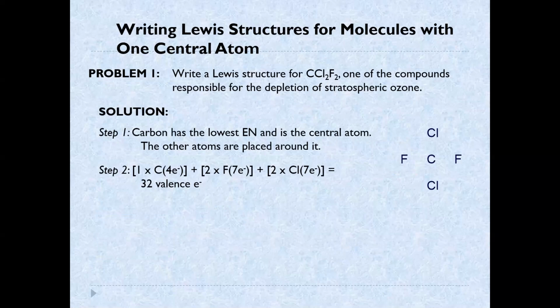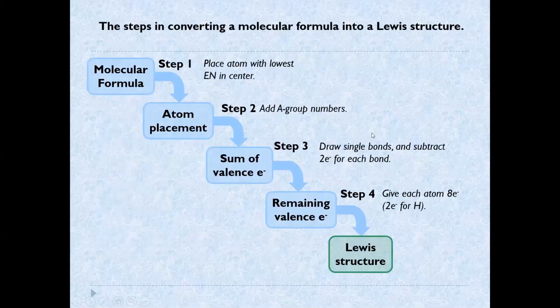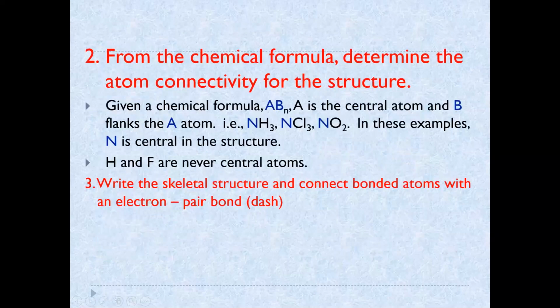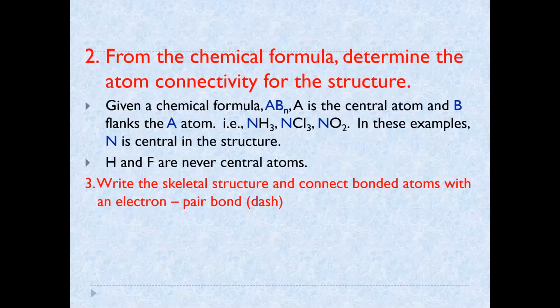How did nitrogen get the lone pair? I've already explained before. The reason why nitrogen has a lone pair is that, if you look at the rule, let's go back to the rule. The rule says to sum the total number of valence electrons, and for NF3, nitrogen has 5, fluorine has 7 times 3, that's 21, plus 5, 26 valence electrons.